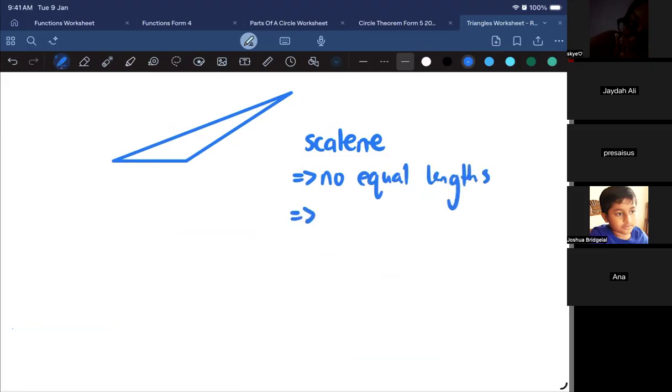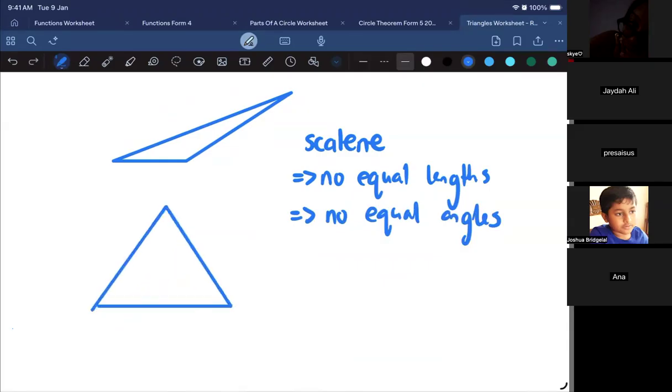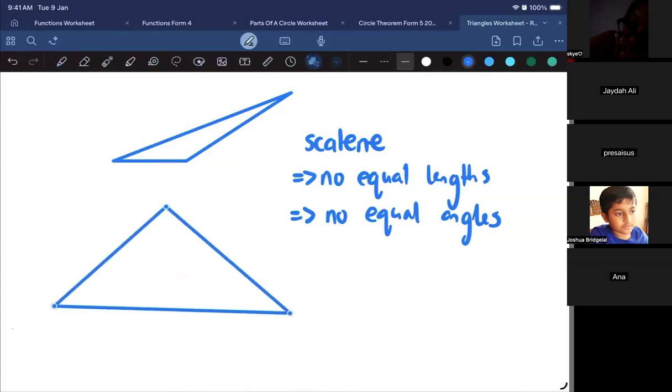Some properties about scalene: you have no equal lengths and you have no equal angles. What if two of the angles are equal? What would you call that? Isosceles, right? Another way to recognize an isosceles is to look for these two lines on the lengths.